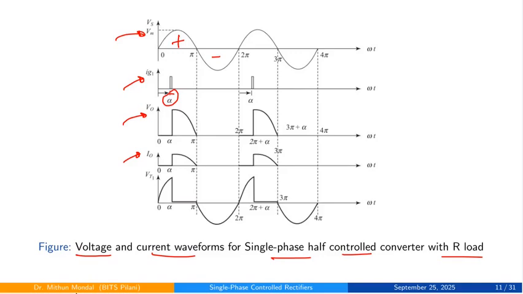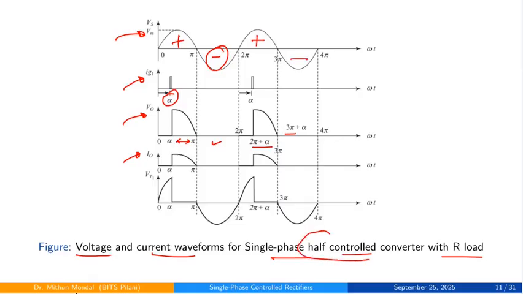Here you can see that the conduction takes place from alpha to pi in the positive half cycle, and in the negative half cycle there will be no pulse. Similarly, again the signal will begin from 2 pi plus alpha to 3 pi. So the positive half cycle of the AC input will be rectified, but the negative half cycle will not be rectified.